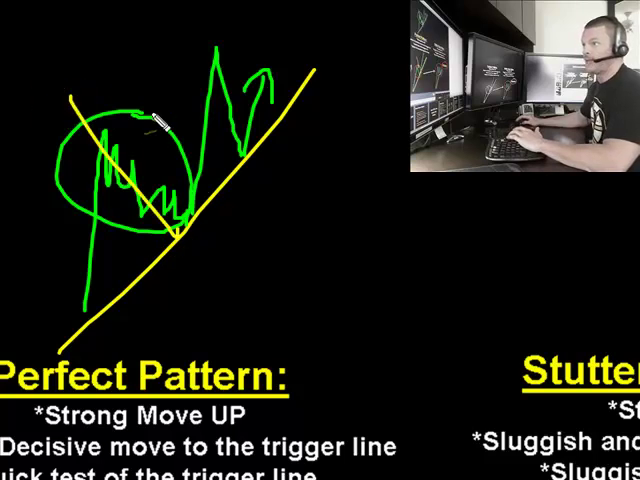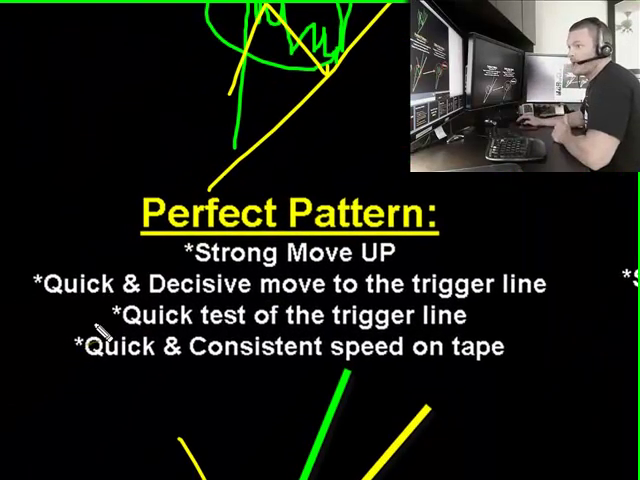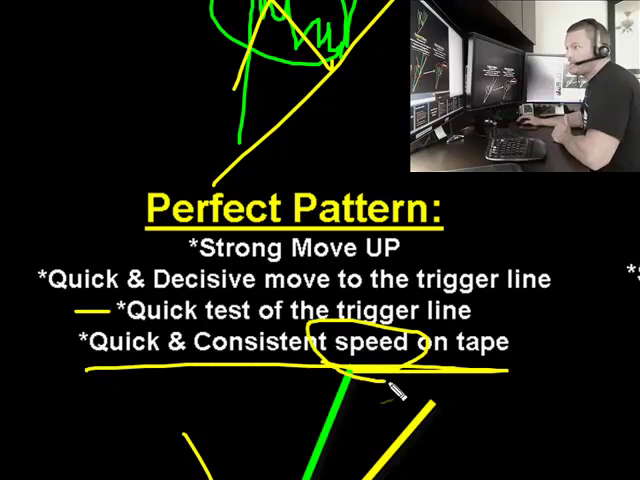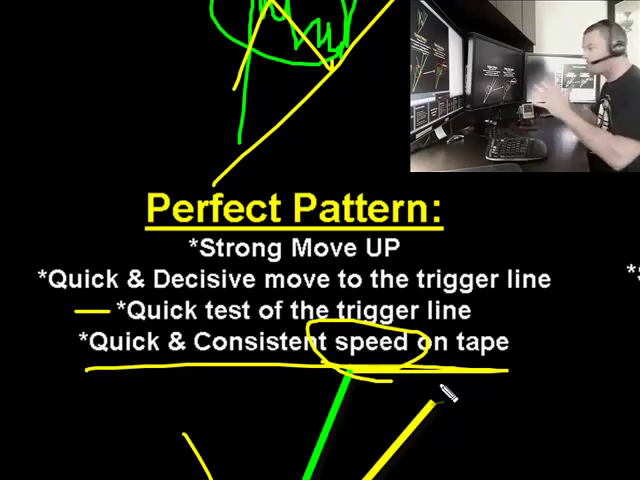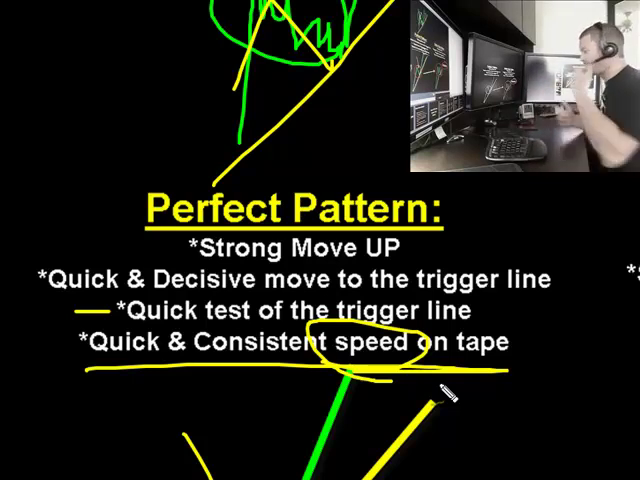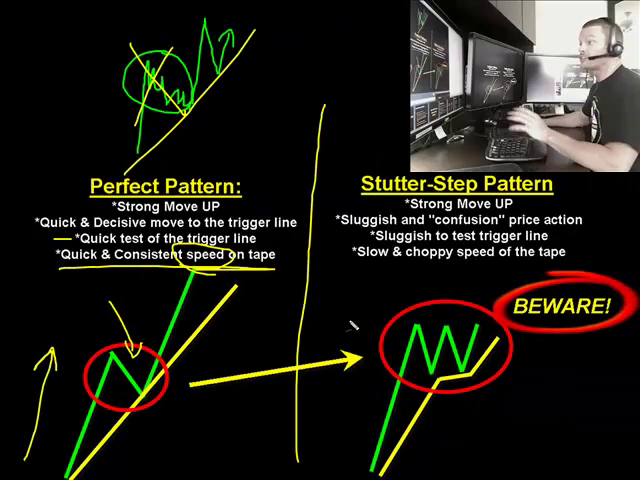So I want to avoid taking entries, guys, when I see that stutter step. It's that indecisive or sluggish move down. A perfect pattern is a strong move up, a quick and decisive move towards that rising trigger line. It will then have a quick test of the trigger, quick and consistent speed of the tape. I want to see size and speed, guys, the same way as always. While this thing is pulling back to test that rising trigger line, I want to see consistently lots of quick speed. The market needs to stay nice and fast. That's the perfect pattern. Now let's compare that to the stutter step pattern.